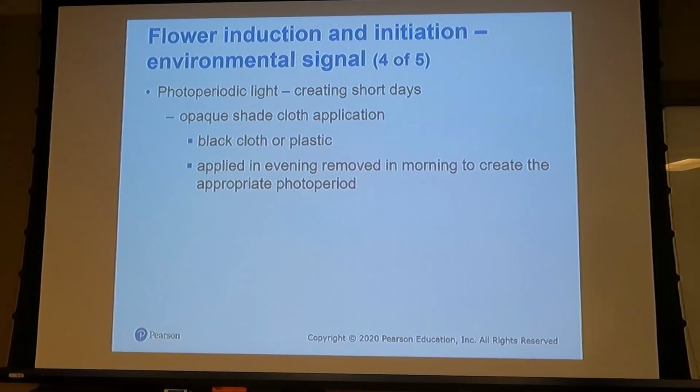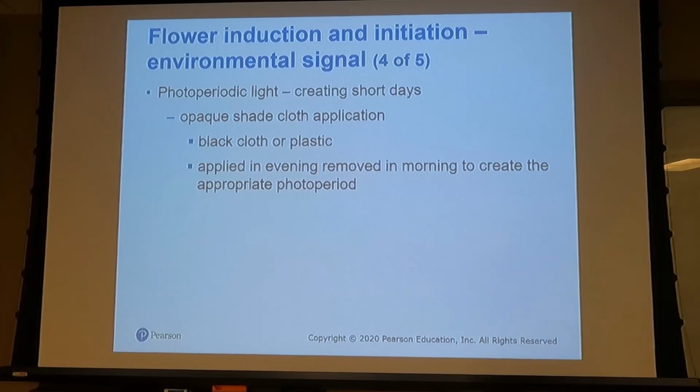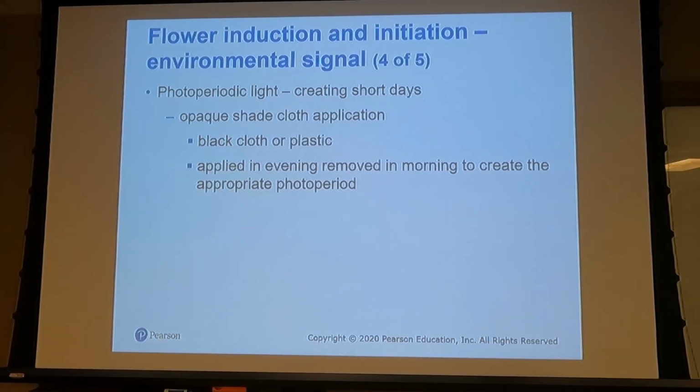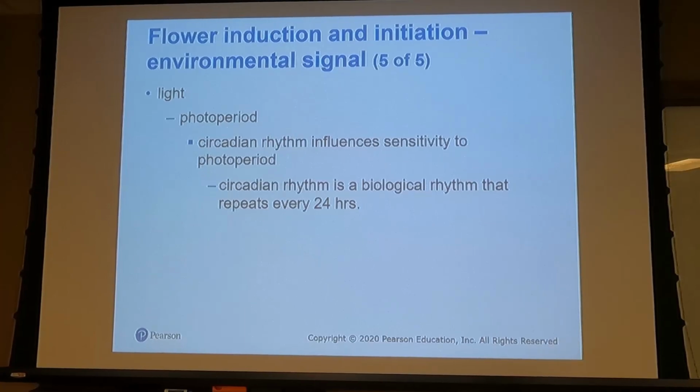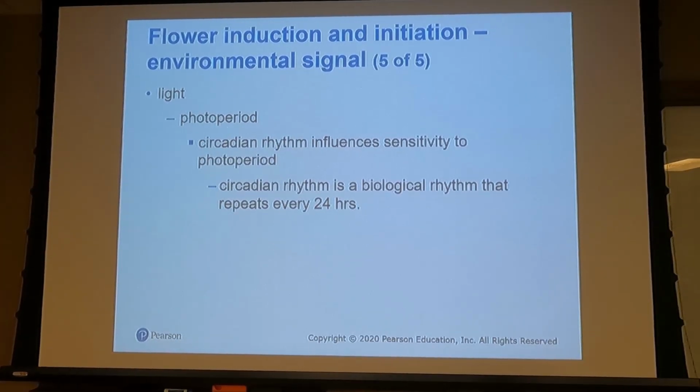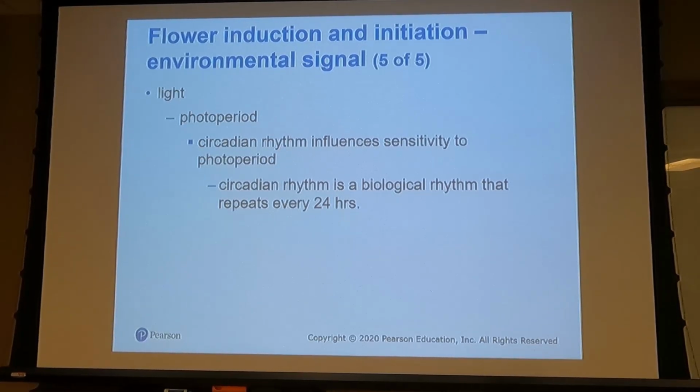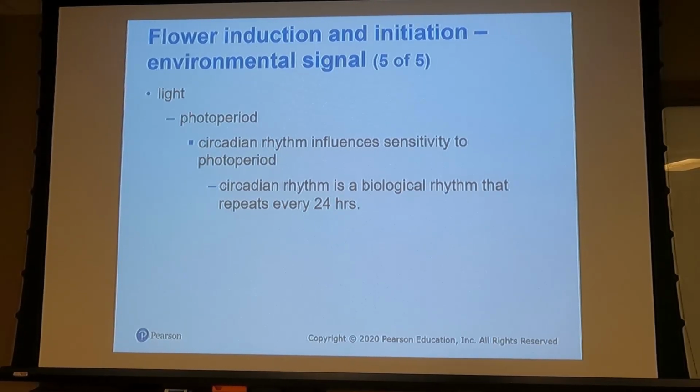So we can create those short days, as I mentioned before, by putting shade cloth over the greenhouse. If we wanted to create long days, then we would add artificial lighting. I mentioned before about the circadian rhythm. That circadian rhythm is a biological rhythm that repeats every 24 hours. If we disrupt that rhythm, we disrupt the growth of the plant.